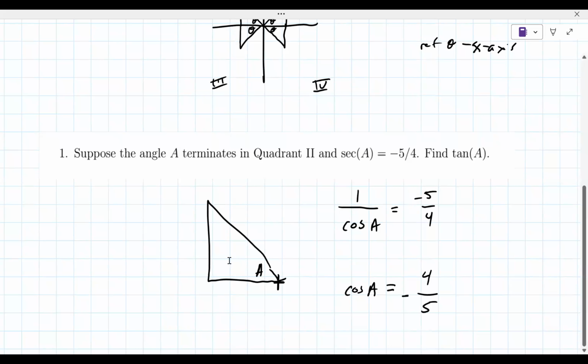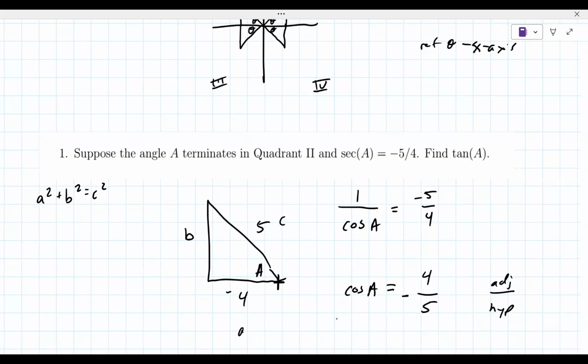So where does the 4 and the 5 go? Well, at some point you probably learned that cosine is adjacent over hypotenuse. So it's 4 and 5, but which one is negative? The hypotenuse is never negative, it's always positive. So this must be -4. And then you have to find the third side. To find that third side, you use the Pythagorean theorem, a squared plus b squared equals c squared.